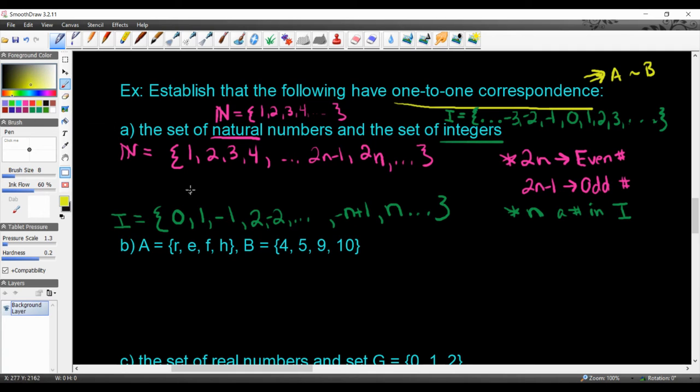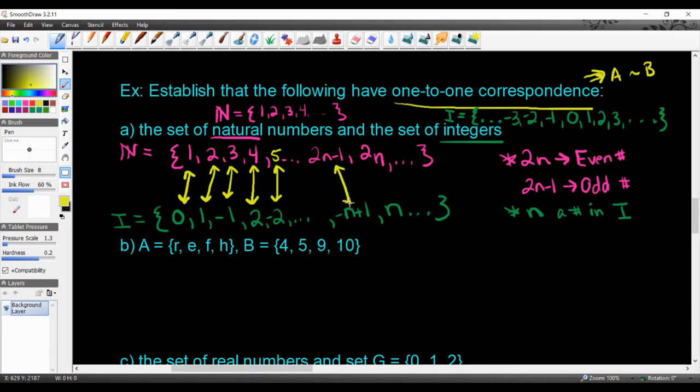We can match up this number and this number. We can match up this one and this one, 3 and -1, 4 and 2, and then next we would have 5 here. So 5 and -2, dot, dot, dot.